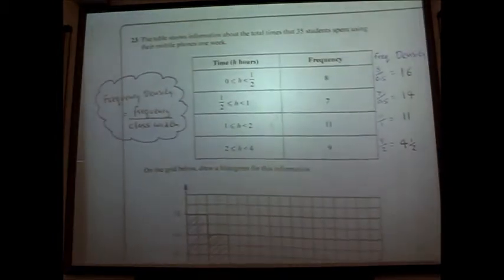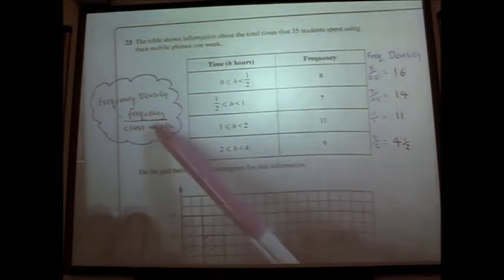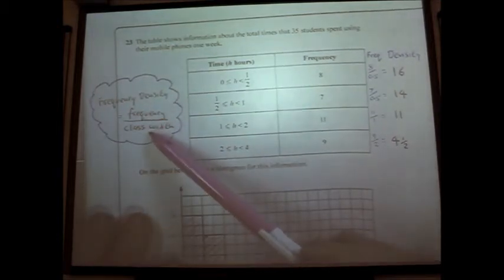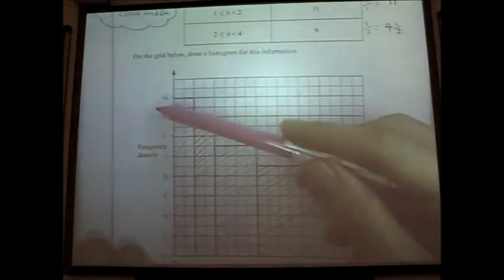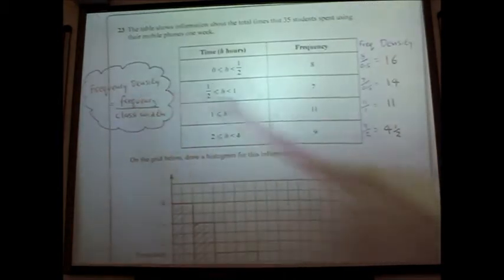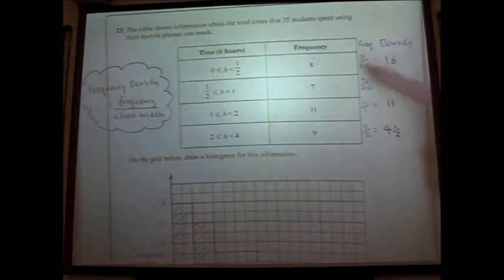Question 23, next one. Histogram. Before you do any histogram question, you have to know the formula for frequency density, which is frequency divided by class width. Because up on this axis here, this is where your frequency density goes. So we're going to calculate our frequency densities over here. So here we go. Frequency divided by class width.